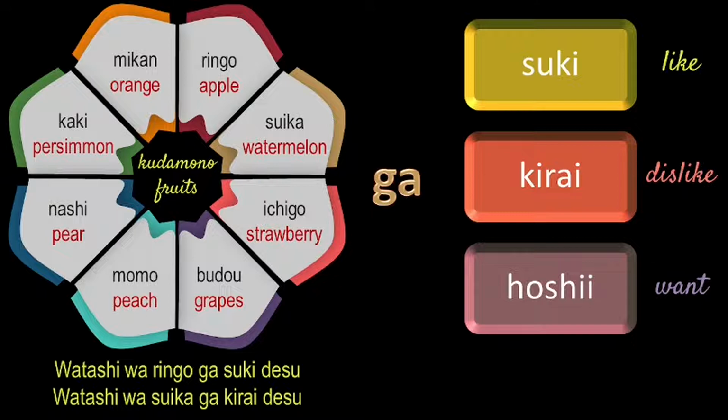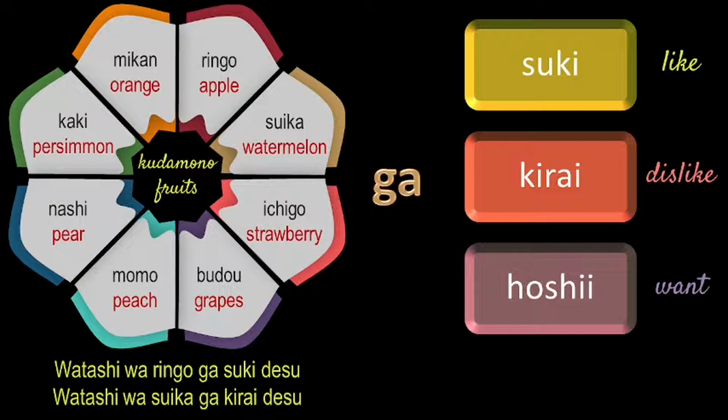As kirai is a direct way of expressing dislike, this style is often avoided during conversation. Instead, an indirect expression like watashi wa suika ga amari suki de wa arimasen is commonly used. It still shows dislike but leaves a softer impression.